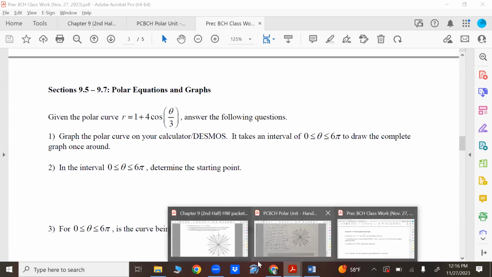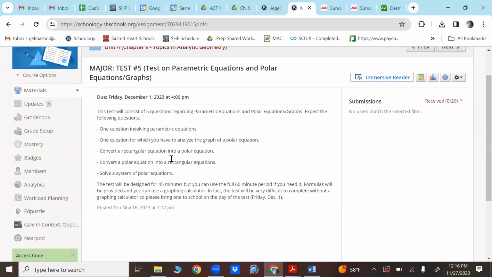Converting. So you have handout C, the 3rd and 4th items, and then solving systems, which we just talked about, handout D. So yeah, that's what the test will be. No surprises. Should be very, very straightforward. It'll be designed to last 45 minutes, but you can use 6 minutes more if you need it.